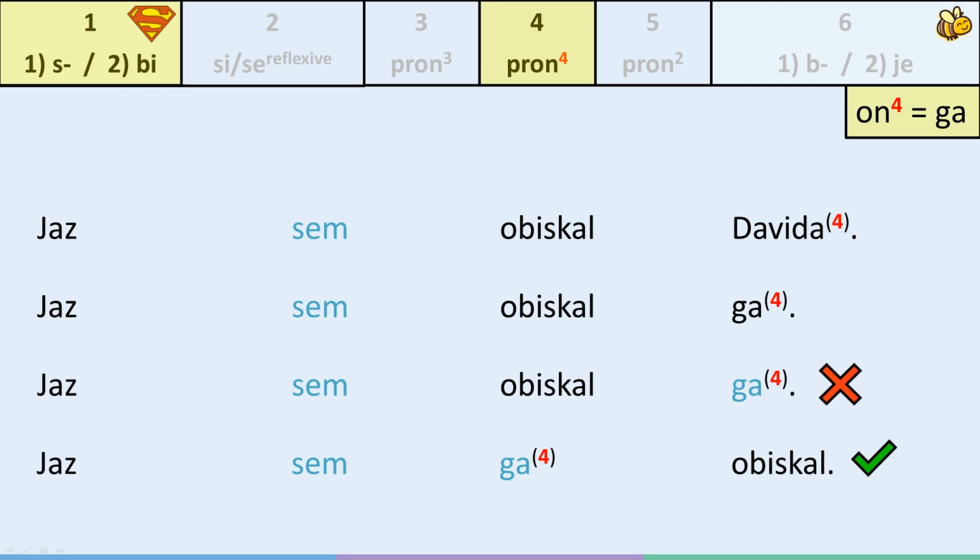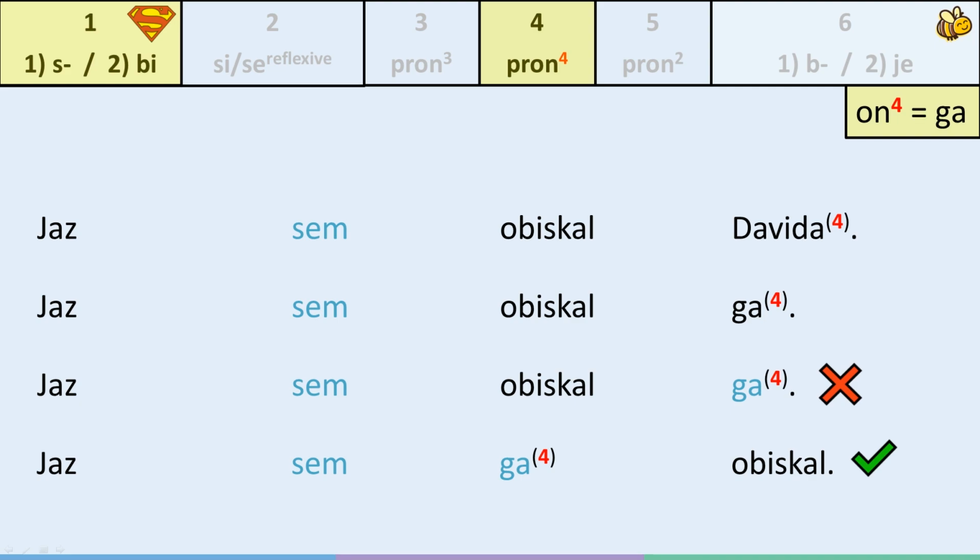However, since jaz and obiskal are not clitics, we're free to move them around. Obiskal sem ga jaz is also grammatically correct, of course. So basically, whenever you're dealing with clitics of any kind, have the table at the top of the screen at hand and slowly work your way through whatever example you're dealing with. With time, you'll start doing this automatically. So now you know why jaz sem obiskal Davida has to change to jaz sem ga obiskal, even though it would be much more natural for a native English speaker to say jaz sem obiskal ga, which unfortunately isn't correct.